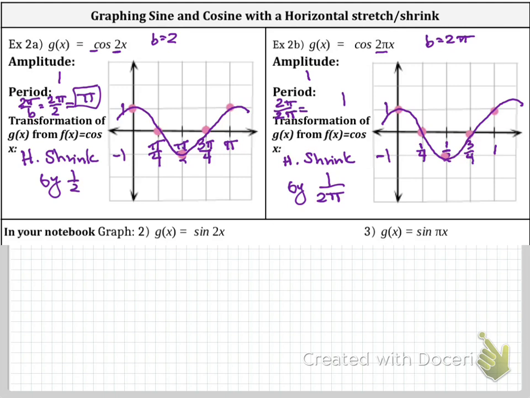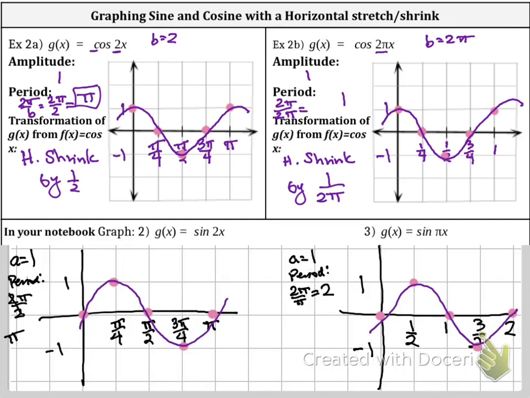I want you to go ahead and try graphing sine of 2x and sine of pi x in your notebook. Pause it, and when you come back, the answers will be here. So here are the graphs for sine of 2x and sine of pi x. Notice that for example number 2, the period changes to pi, so it's pi, pi over 2, pi over 4, 3 pi over 4. And then for the next one, b is pi. So you divide 2 pi over pi, you get 2 as your period. Just label as 2, cut 2 in half to 1, then you have a half, and then that third one is 3/2.